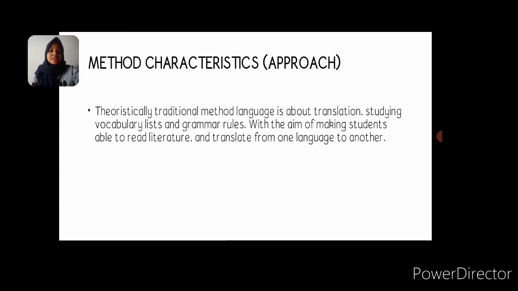The next is method characteristic. Theoretically, traditional method language is about translation, studying vocabulary, and grammar rules, with the aim of making students able to read literature and translate from one language to another.